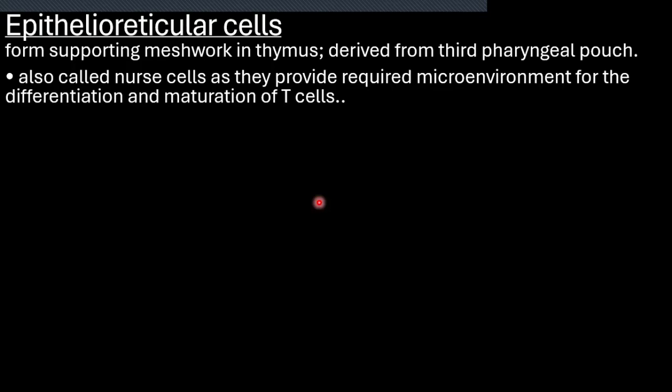Okay, so let us talk about these epithelial reticular cells. So why the name epithelial reticular? They have characteristics of both epithelial cells and reticular cells, okay? And these are the cells which are derived from the third pharyngeal pouch. They are also known as the nurse cells because they provide a required microenvironment for the differentiation and maturation of these cells, okay?